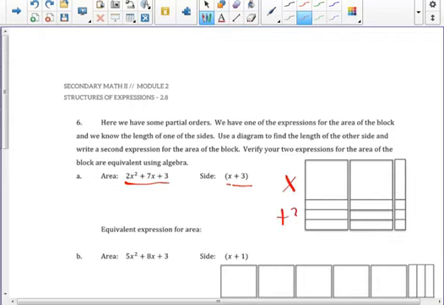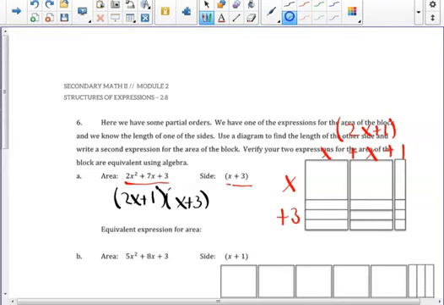This is my x plus 3 side length, and this would be my x plus 1, or 2x plus 1 side length. Therefore, another way to write this would be the quantity 2x plus 1 times the quantity x plus 3.